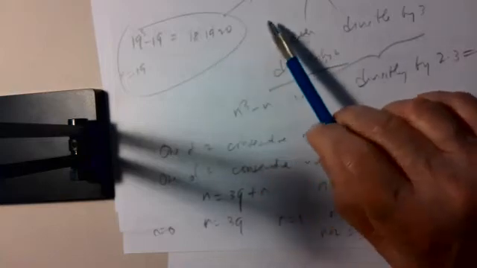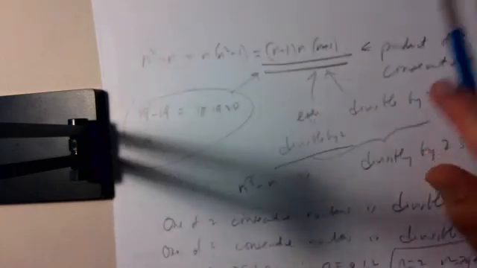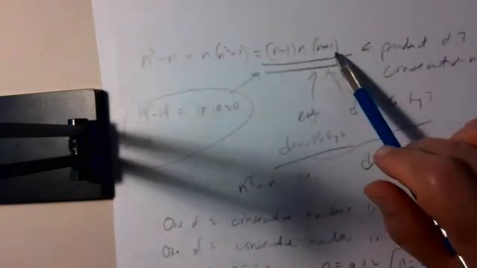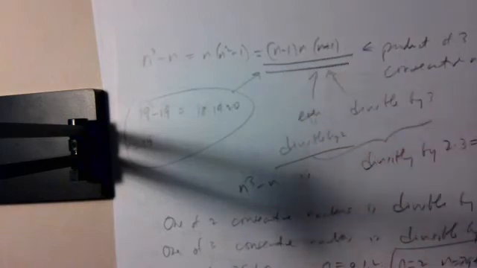So n cubed minus n, if it factors like this, is divisible by 3, it's divisible by 2, and therefore it's divisible by 6. Right? Divisible by 3 and divisible by 2 implies divisible by 6.